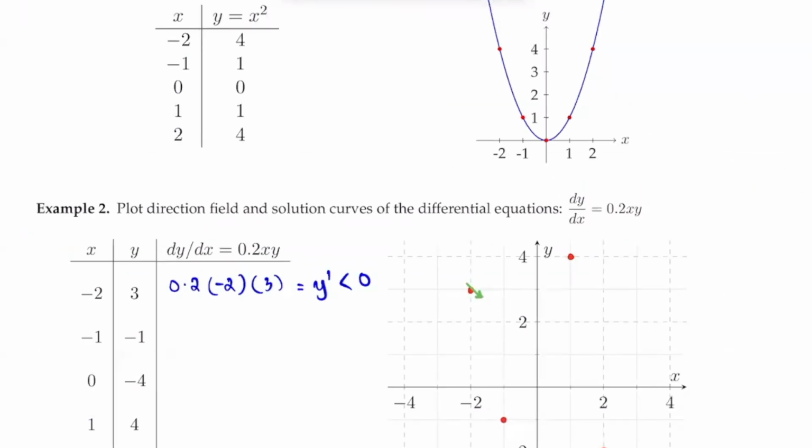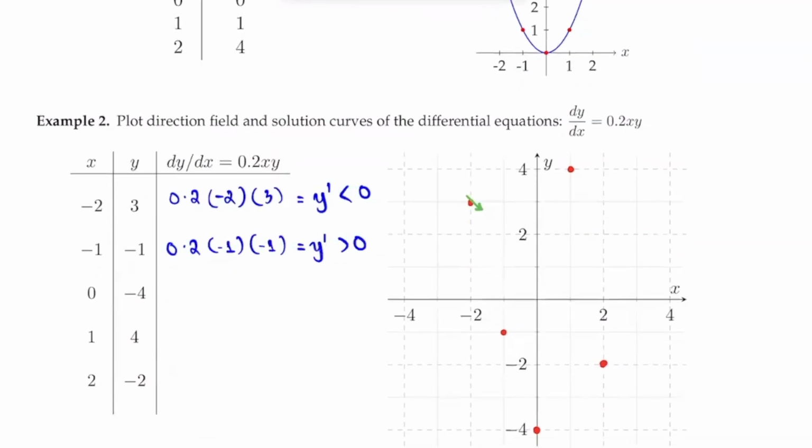Now we do a similar calculation for the point (-1, -1). So 0.2 times -1 times -1, and this y prime is going to be positive. Again, I don't know the exact value of the solution, but I know that near the point -1, the solution is going to increase near that particular point.